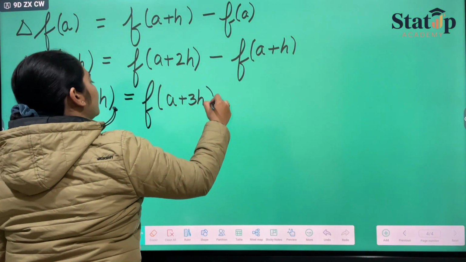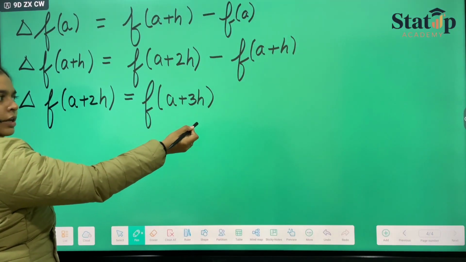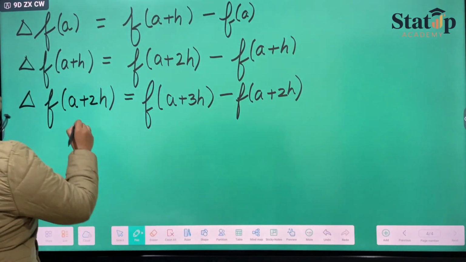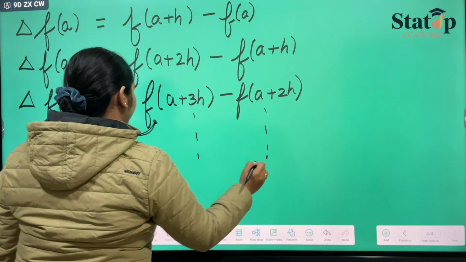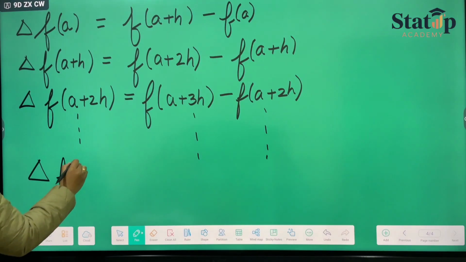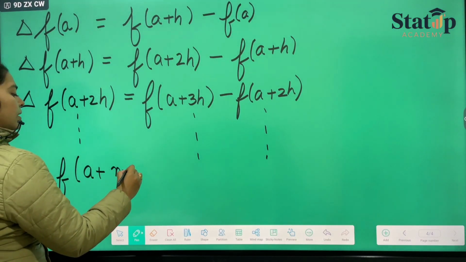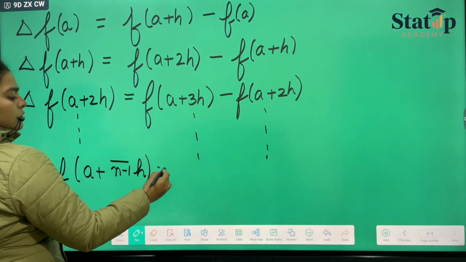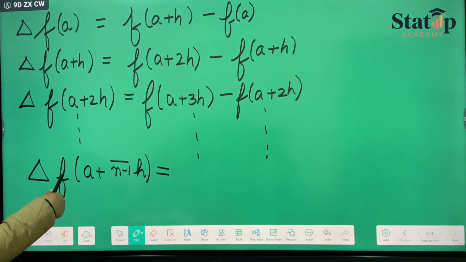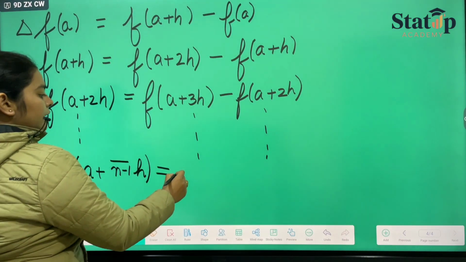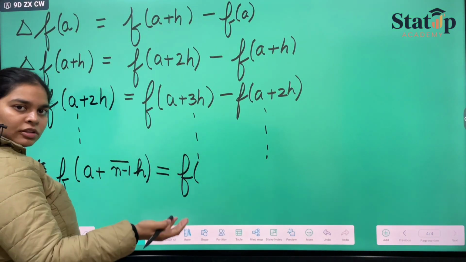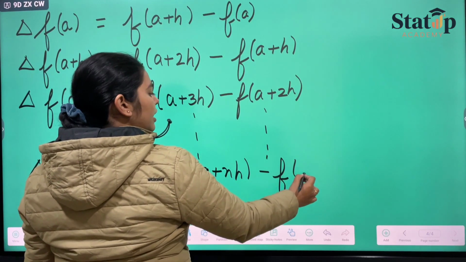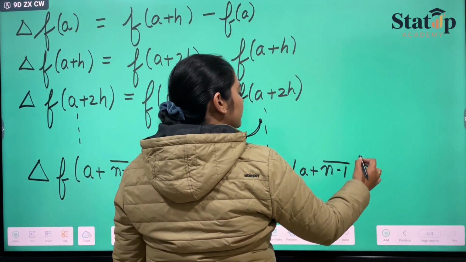The next value of a plus 2h will be a plus 3h, so f(a+3h) minus f(a+2h). And similarly, if we go on like this, we'll be getting delta of f(a+(n-1)h). This is a smaller bracket. So if I have to find the delta of the (n-1)th value, then it will be f of the next one, the nth value, so f(a+nh) minus f(a+(n-1)h).